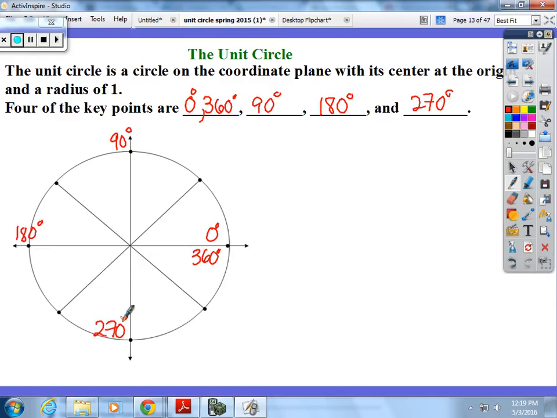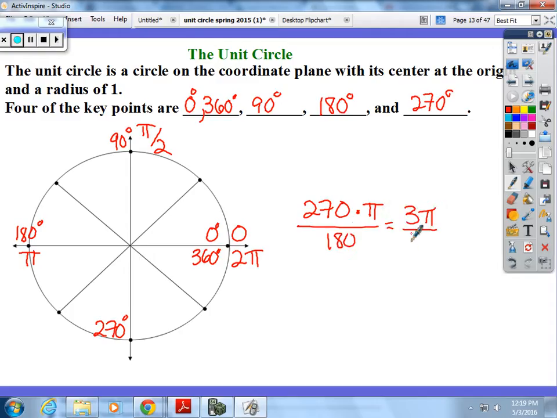Okay, now we need to put in the radians that go with each of those key angles. So we know this is still 0 radians, and we just figured out that this was 2 pi radians. We also knew that 180 was pi. We figured out that 90 was pi over 2. That goes back to the discovery you did earlier, if you need to refer back to that. Now to figure out 270, you can just use your formula. So 270 times pi divided by 180, and that should reduce to 3 pi over 2. So 3 pi over 2.